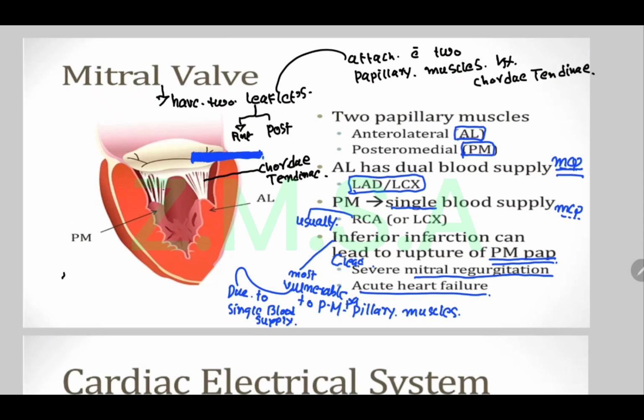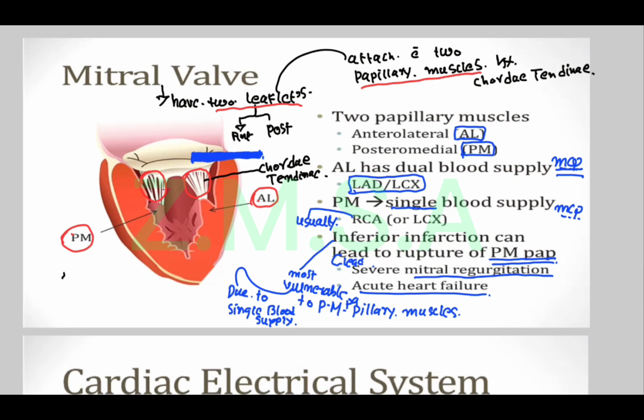Let's discuss the mitral valve. The mitral valve has two leaflets, anterior and posterior leaflets. The anterior and posterior leaflets are attached to two papillary muscles by chordae tendineae. Here are the chordae, which I show by the circle. There are two papillary muscles, anterolateral and posteromedial, also called anterior and posterior papillary muscles. Anterolateral is an important point from the exam point of view.